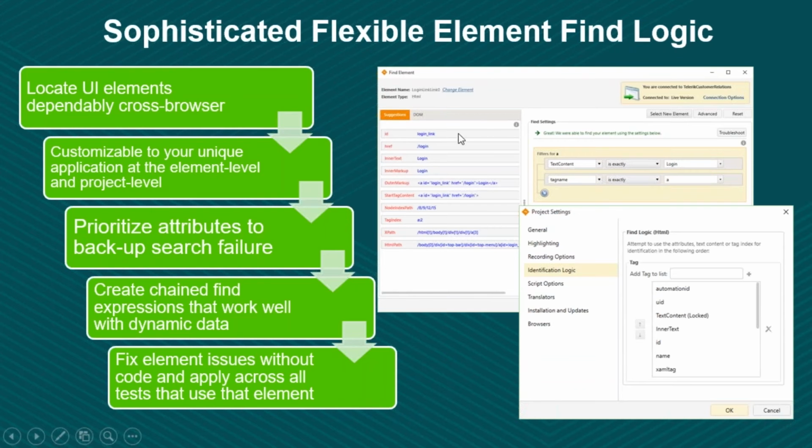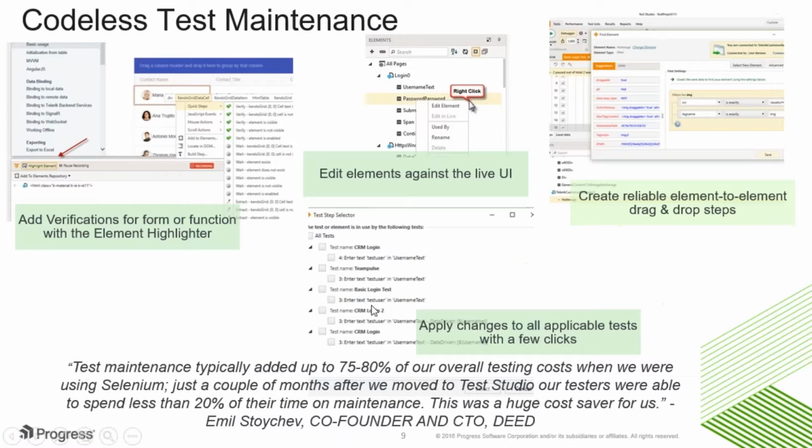So when there is a failure, it can fail with suggestions, as you can see in the background, where there's suggestions listed here of how you might repair or modify this element. We can create very powerful chained find expressions, and of course we can fix and maintain these elements without code. And here's a bit more on codeless test maintenance. On the fly, as you're creating your test, you can add verifications from our element highlighter. Lots of great, powerful, quick steps that we've populated in there, and of course the ability to jump in and build a step if you need to through our toolbar.